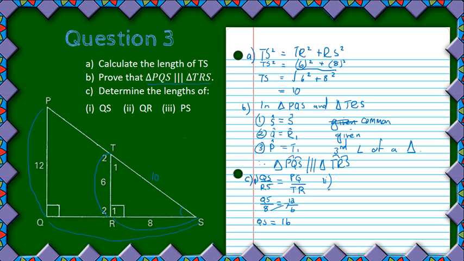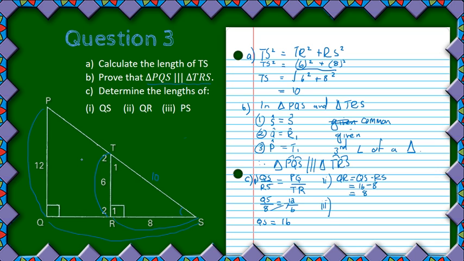Second one, QR. That's quite simple, because QR is this long QS. So QR will be equal to the long side QS minus this RS. So this is going to be equal to 16 minus 8. So that's equal to 8. And then finally PS, so the third one.